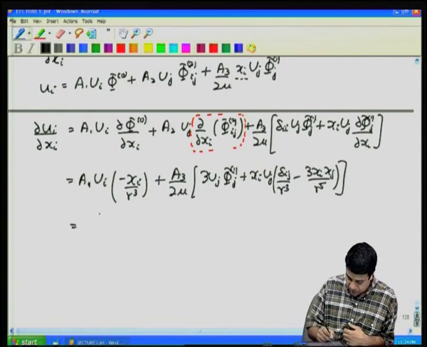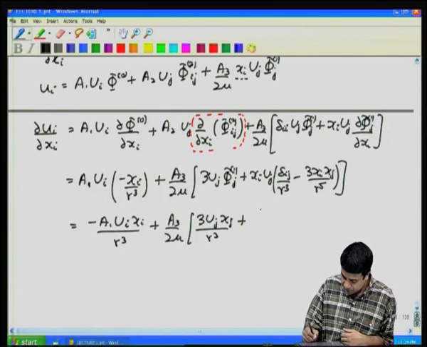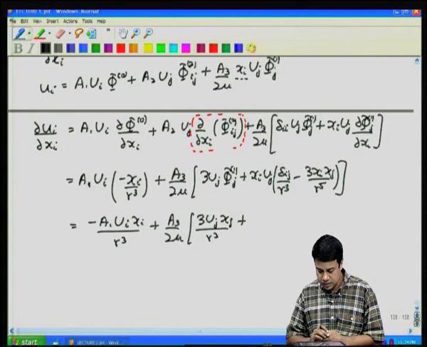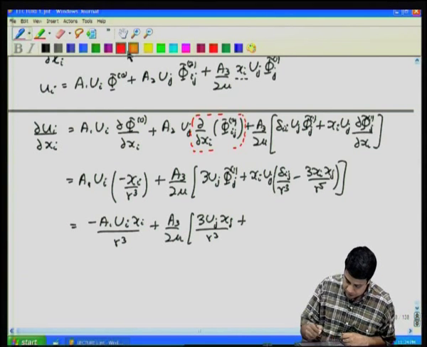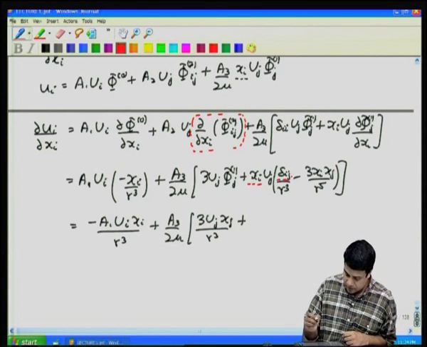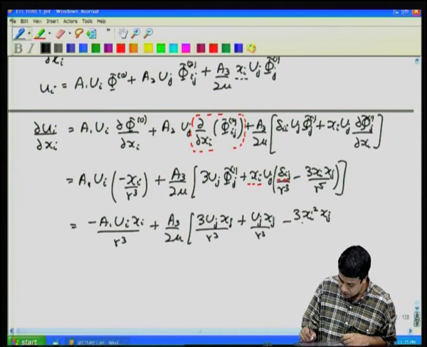Okay. So, this is minus a1 u_i x_i by r cubed plus a3 by 2 mu into 3 u_j x_j by r cubed plus x_i times delta_ij is just x_j. Okay. So, in this I have the second term here, x_i times delta_ij, which is just x_j. So, I get plus u_j x_j by r cubed minus 3 x_i squared x_j by r power 5.